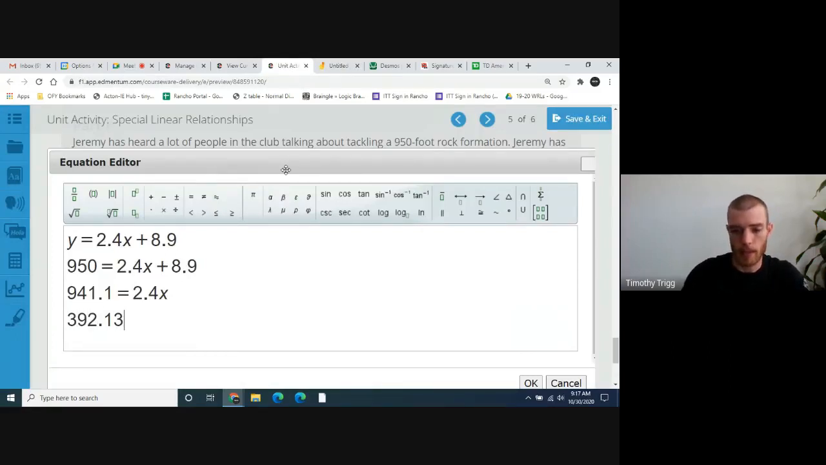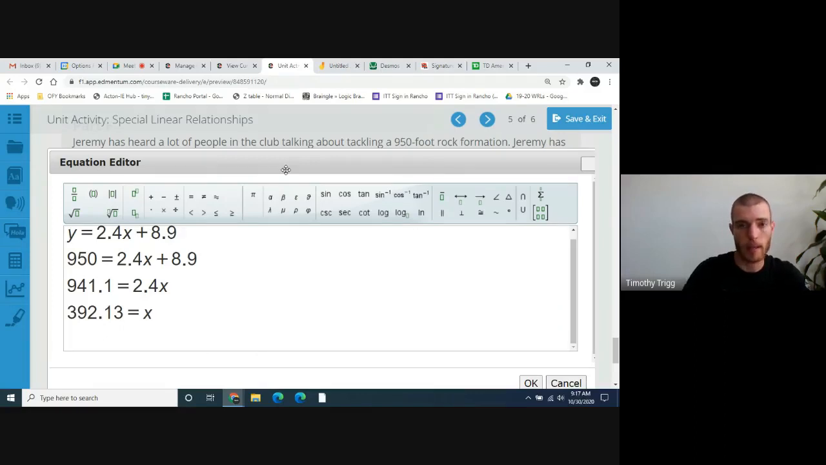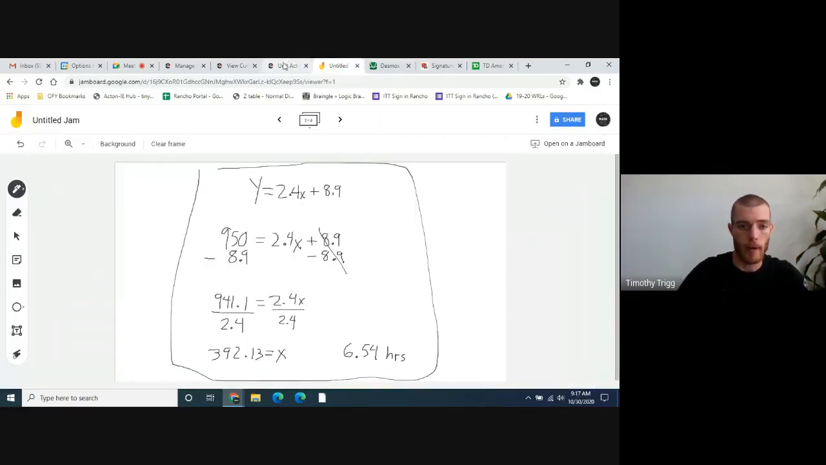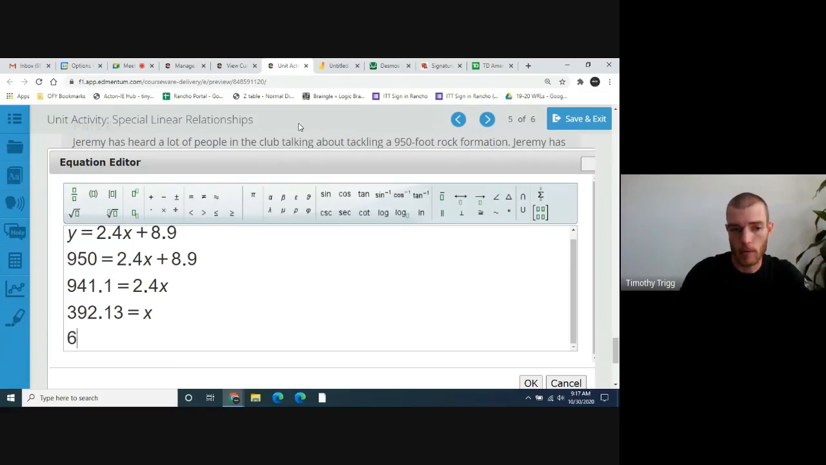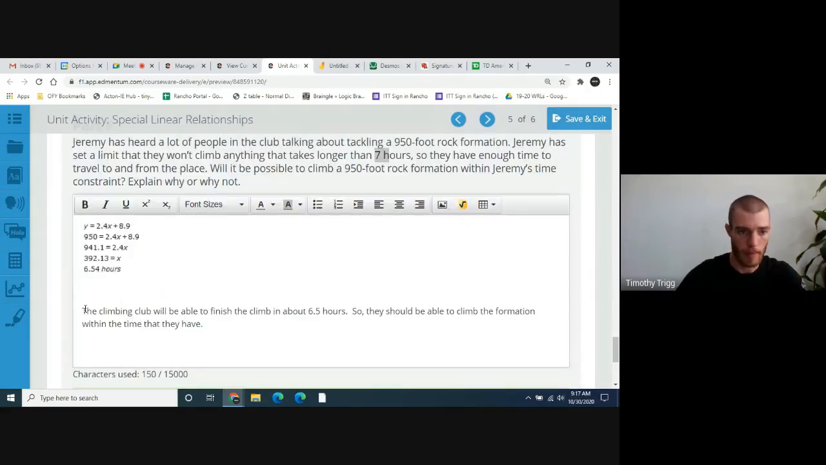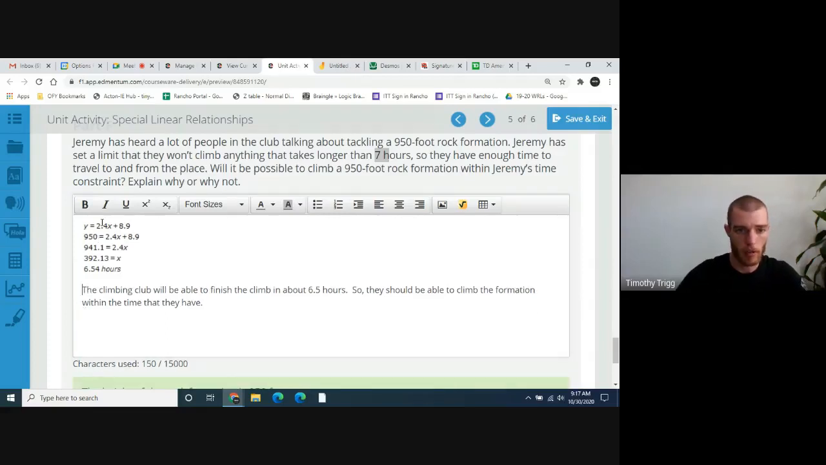And your numbers will be slightly different because you're using a different equation. And we would say that that's 6.54 hours. Okay. And there you go. Press OK on that, and it shows up nice and neat, just like that. So it's nice to have the equation editor. You can just kind of do it. It looks really nice. It looks all mathy and everything. So that's good. All right.